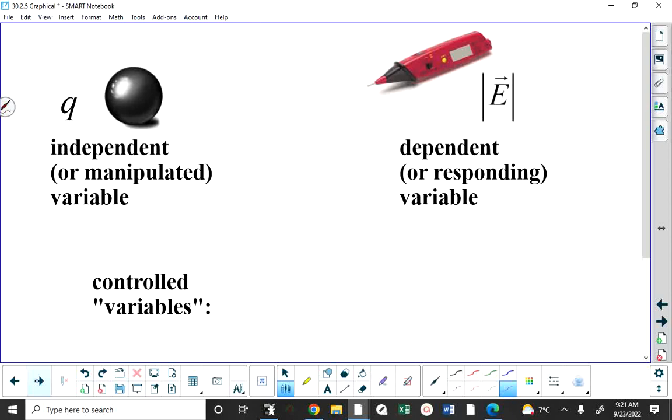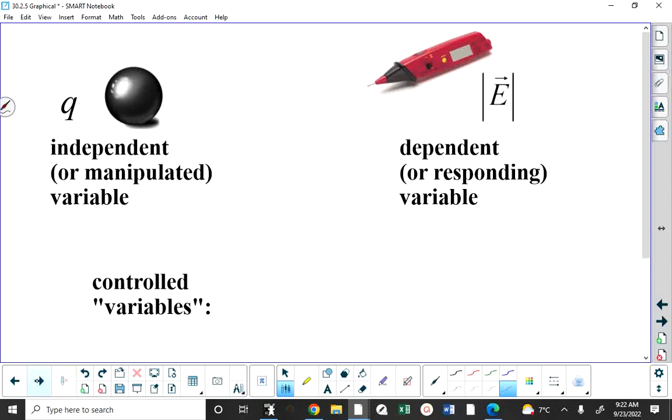What are some variables, or I don't really like the word variable here, but we use it anyway. What are some things in this experiment that you have to keep constant, or that are kept constant? Yep. Is it a spring constant? Well, there's no spring constant that connects these. Oh, right.